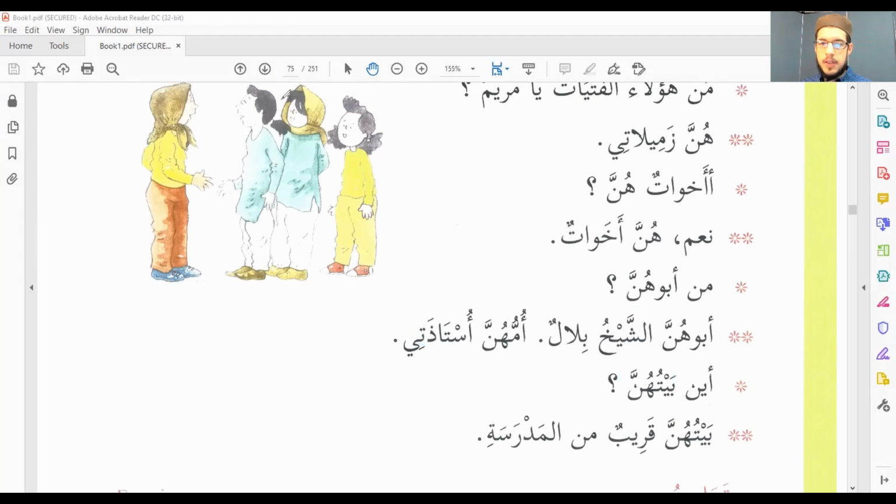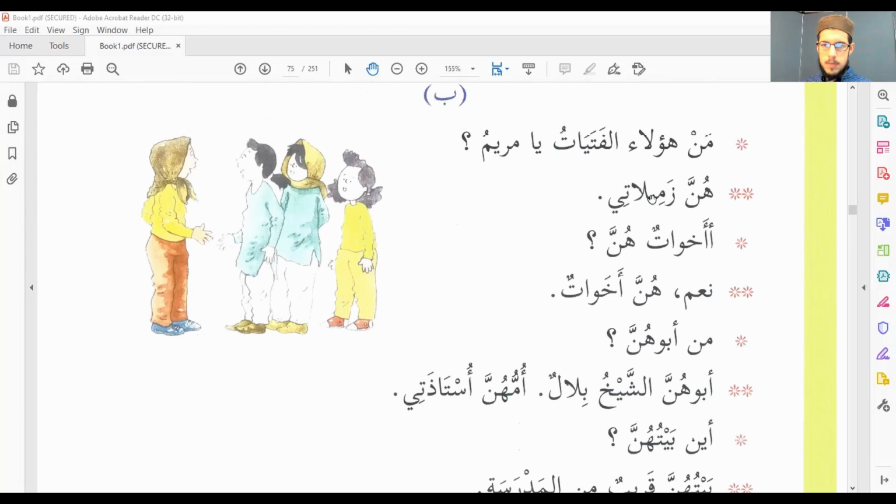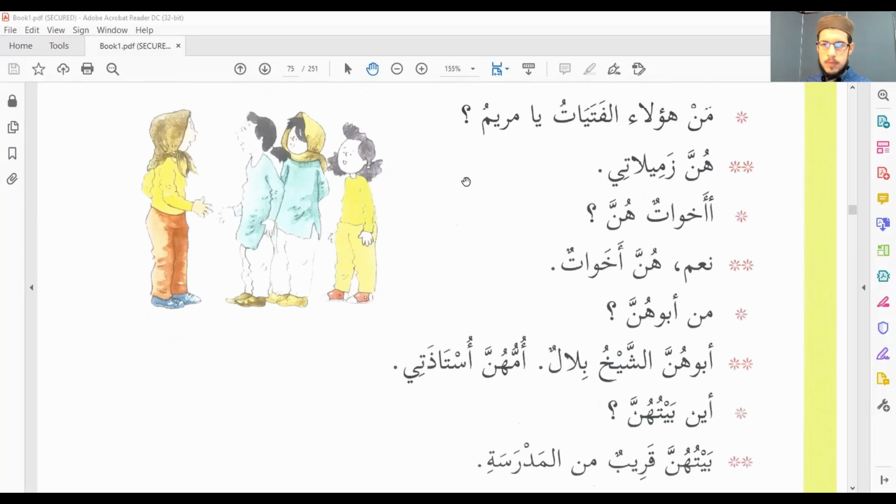Anyone have any questions about this general idea? I have a quick question. Yes. What was the example? Yeah. So the third one, akhawatun hunna. Can we say like ahunna akhawatun? Are they sisters?